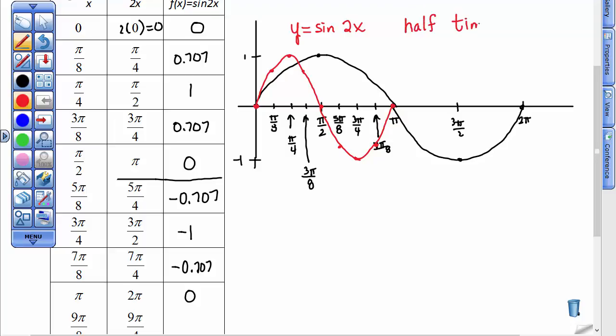So the period of this function, which is called y equals the sine of 2x, is now pi instead of 2 pi previously. I'm going to stop here and I'm going to ask you to explore in our next video.